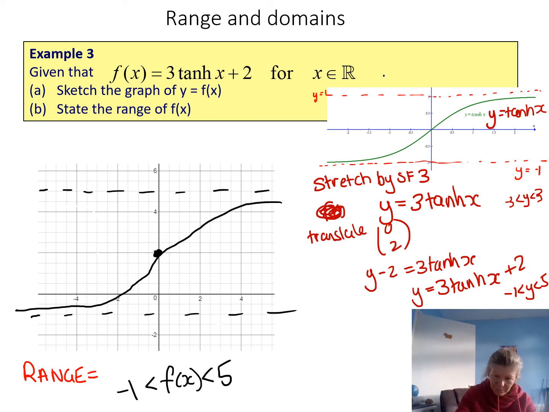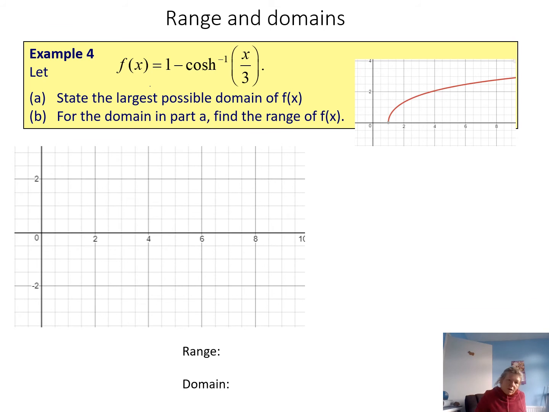Right, we've got some more range and domain. f of x is 1 minus cosh minus 1 of x over 3. So here on the right is y equals cosh minus 1 of x. We've got a few things going on here. The cosh has become a minus. We've got a translate in the y and a stretch in the x.